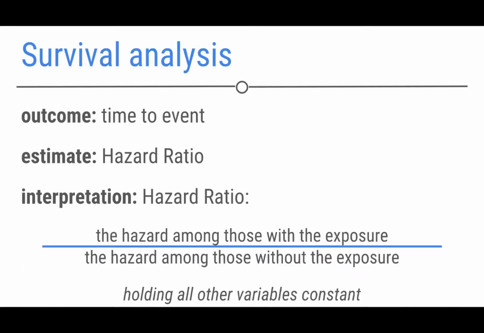With a categorical exposure, the hazard ratio is the hazard among those with the exposure divided by the hazard among those without the exposure, holding all other variables constant. Or in the case of multiple exposure categories, it would be the hazard among those with the exposure divided by the hazard among those in the reference group, holding all other variables constant. Again, it is crucial to examine which, if any, of the variables are adjusted for, especially if the study was not randomized. But let's go back and look at this term, hazard.